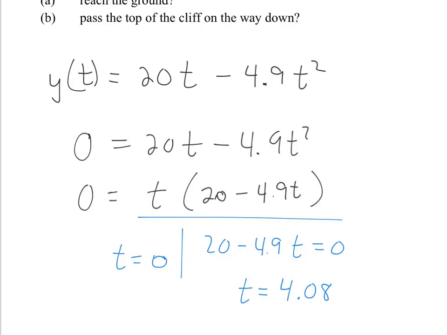So 4.08. Why is time equals 0 a reasonable answer again? Where is this projectile at time equals 0? It's on the ground. It hasn't launched yet. That's time equals 0. After it launches, it's time equals 1, time equals 2, turns around, time equals 3, time equals 4.08 when it hits the ground again. So how could I find the time to max height?